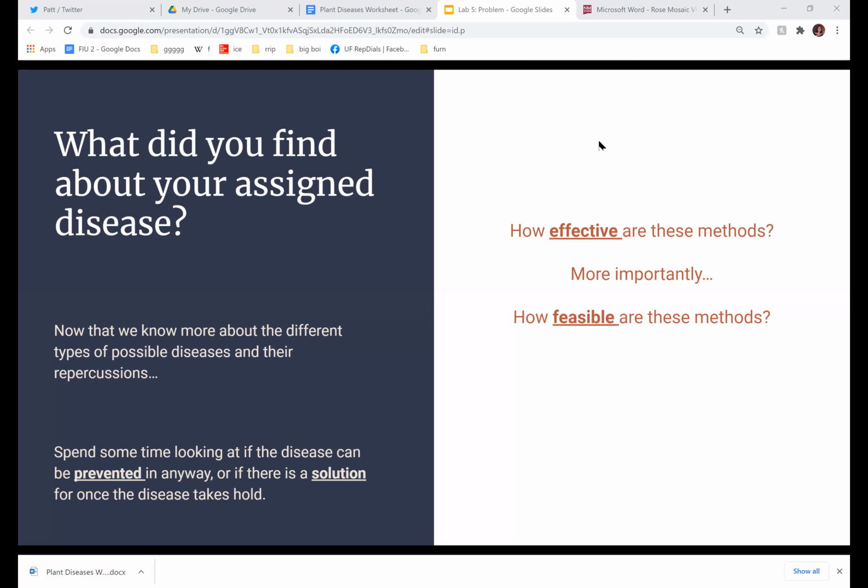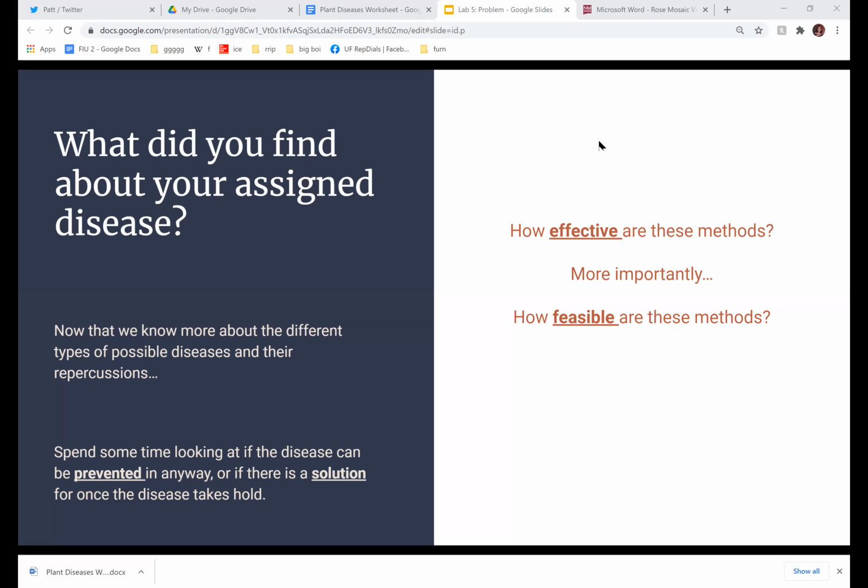Welcome back, Alex. Hello. So now we're going to be talking again, once again, about if the disease can be prevented, if there's a solution, how effective the solution is, and how feasible are the methods to the solution.